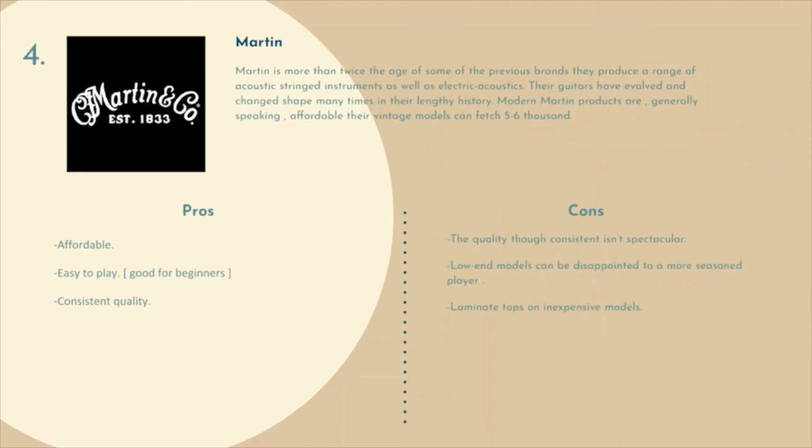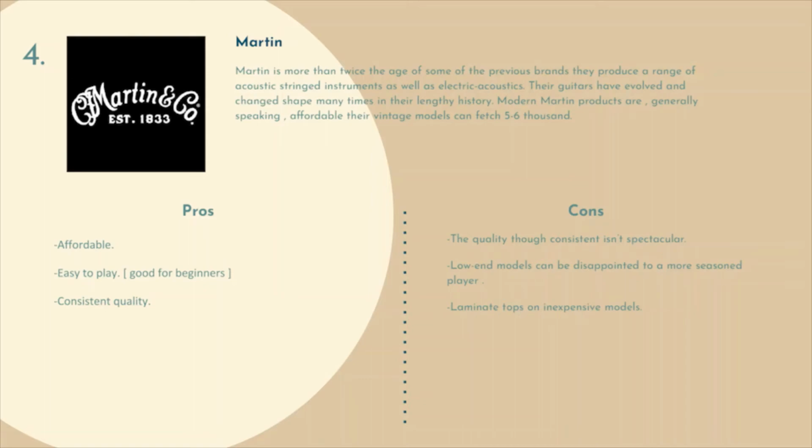Martin. Martin is more than twice the age of some of the previous brands. They produce a range of acoustic string instruments as well as electric acoustics. Their guitars have evolved and changed shape many times in their lengthy history. Modern Martin products are, generally speaking, affordable. Their vintage models can fetch 5 to 6,000.